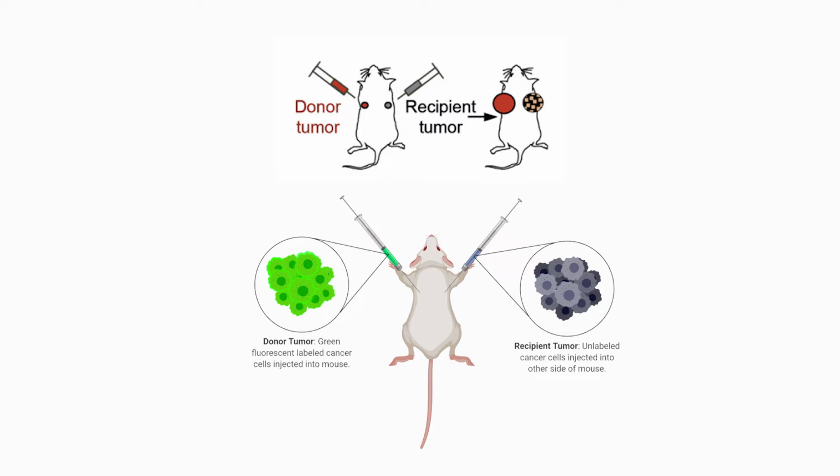Now on the other side of the mouse, they inject a donor tumor which is going to express a particular fluorescence. So then they can track the cells from the donor tumor, and if those cells migrate to the other tumor that doesn't have any fluorescence on it, they're able to track that through the fluorescence of the cells in that donor tumor. So that's exactly what they're showing with figure 1A.